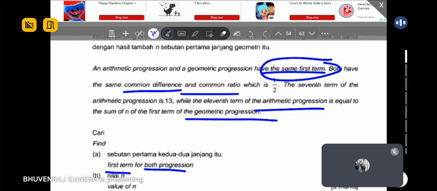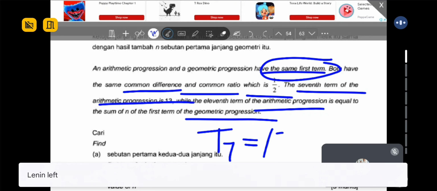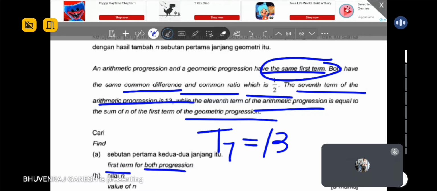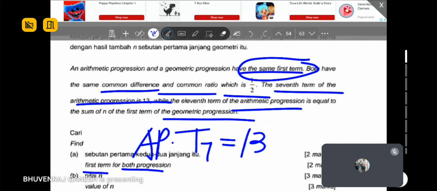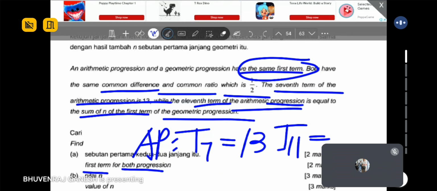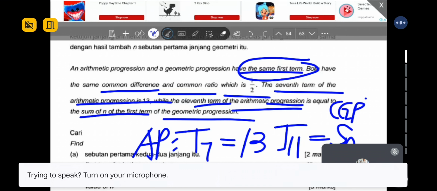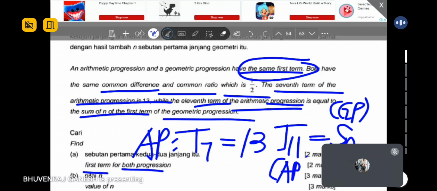Okay, so they say same common difference, same common ratio. Beza sepunya dan nisbah sepunya semua sama. And then, this is the important information. So T7 equal to 13. Sebutan ketujuh tu adalah 13 for arithmetic. So this one is AP. And then 11th term, T11 equal to Sn of the first term. So Sn, this one is GP. This one is AP.